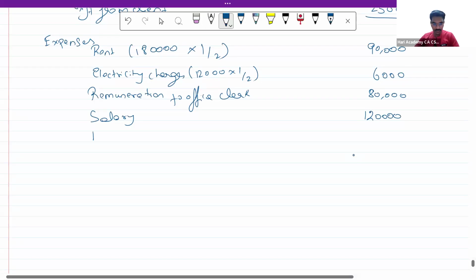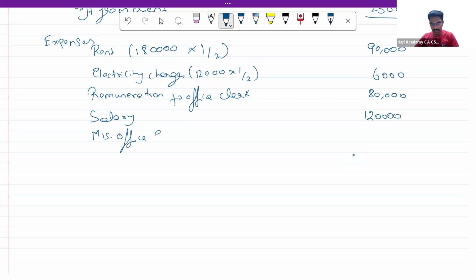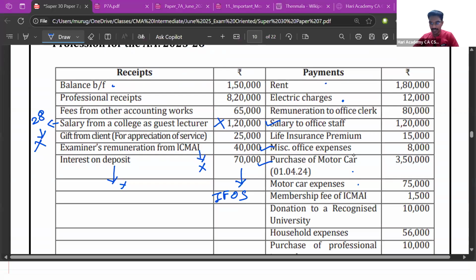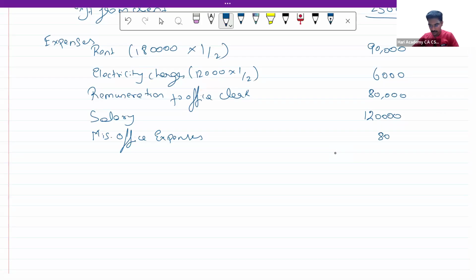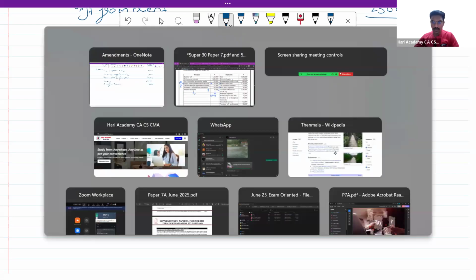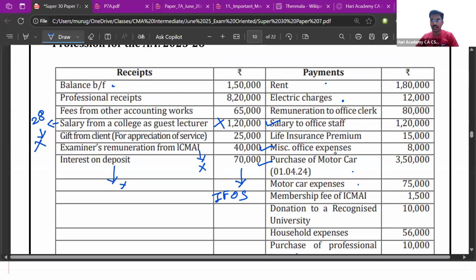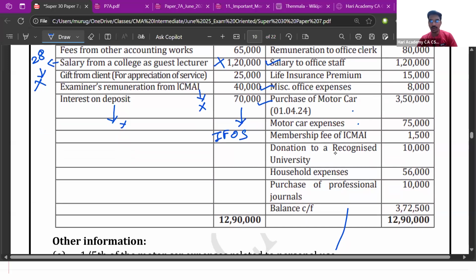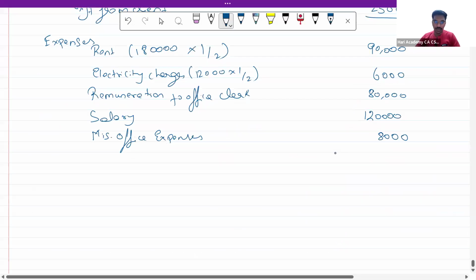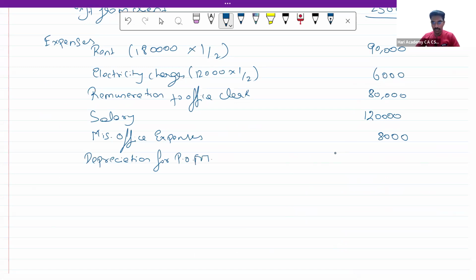Miscellaneous office expenses is an allowable expenditure to the extent of 8,000. Next is purchase of motor car. See, in respect of purchase of motor car, this is a capital expenditure that is not allowed, but depreciation is allowed. Depreciation for purchase of motor car.